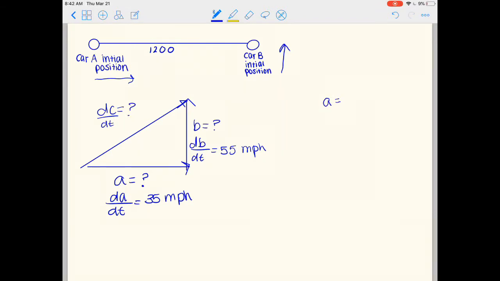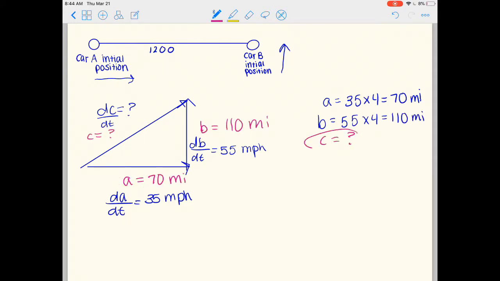So we can figure out side A by multiplying 35 miles an hour by 4 hours to get 70 miles. We can figure out the distance of B by multiplying 55 miles per hour by 4 hours, the time, to get 110 miles.